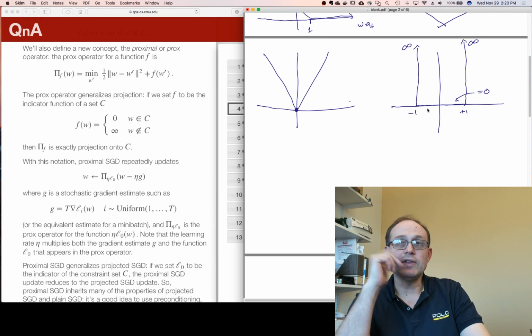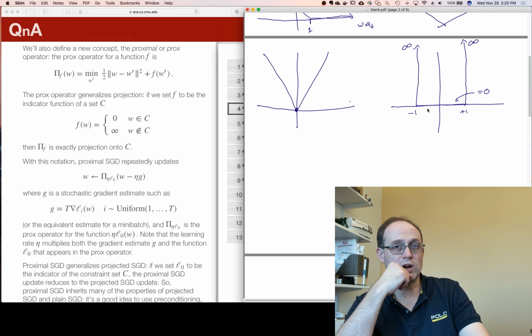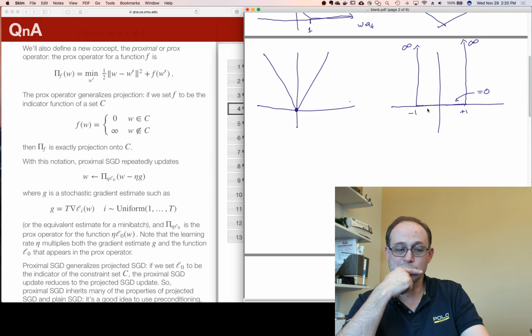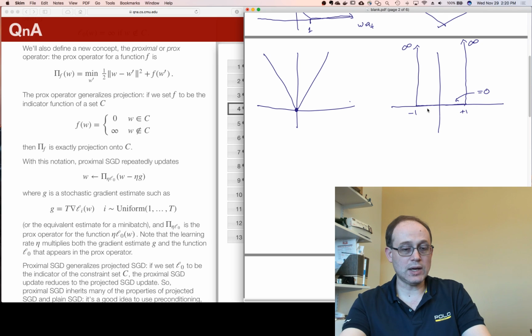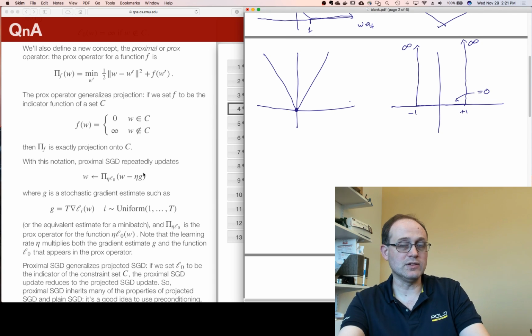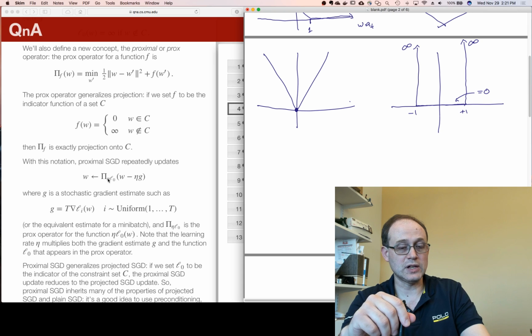However, we'll see later an example where we use a more complicated prox operator. Proximal SGD repeatedly takes a gradient step. So it replaces W by W minus eta times a gradient estimate. Again, that could be an ordinary gradient or a stochastic gradient estimate. And then it applies a prox operator to the result, instead of a projection like projected SGD.